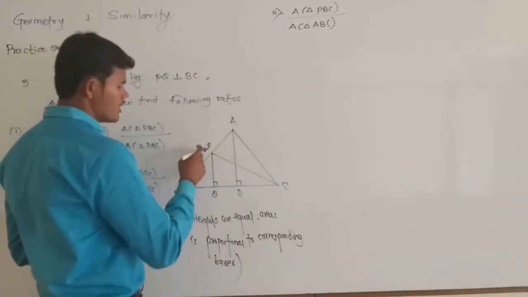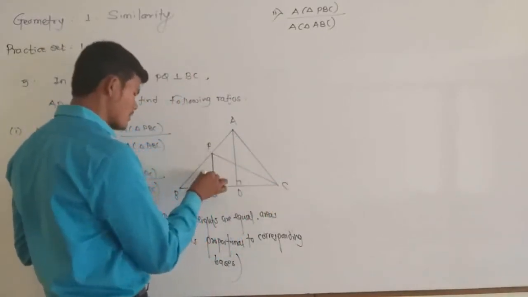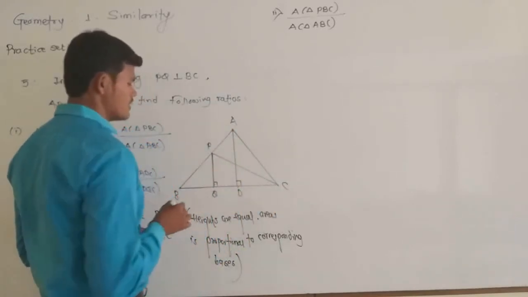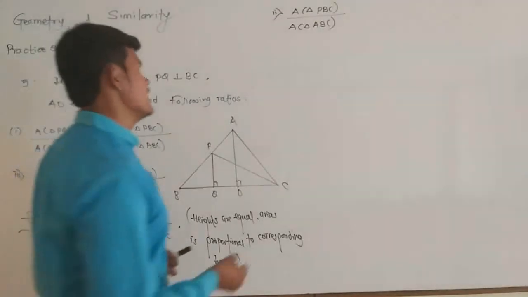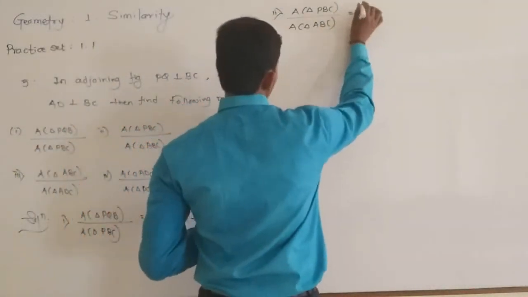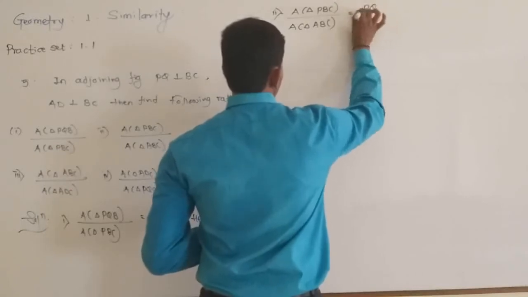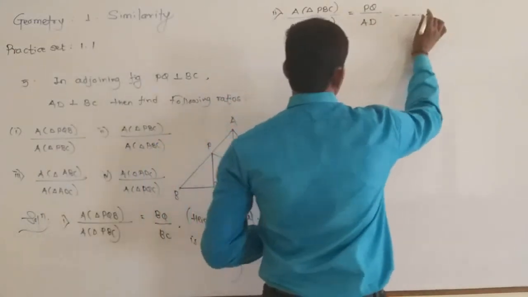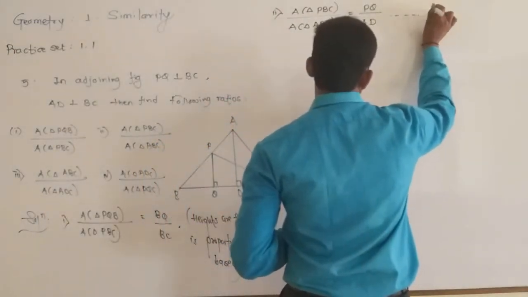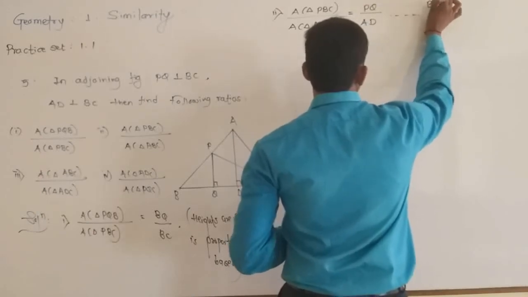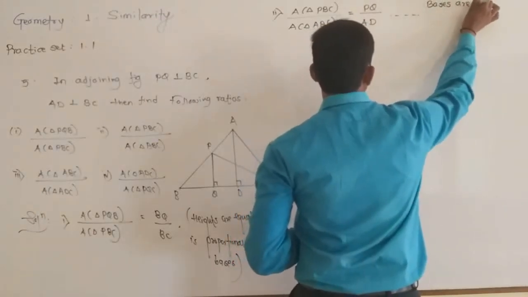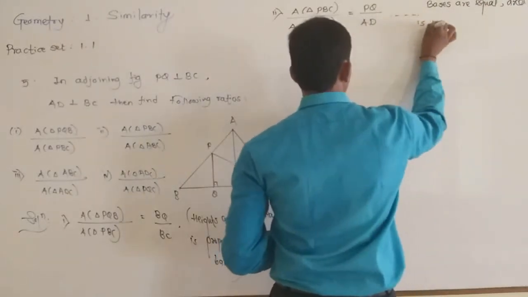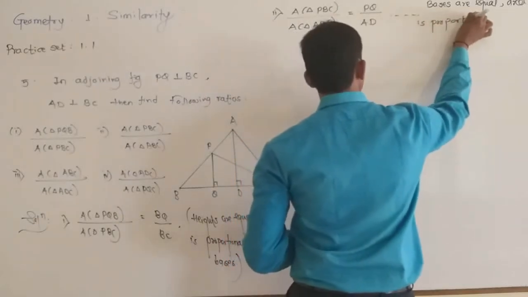So for triangle PBC, which one is the height? PQ. And for triangle ABC, which one is the height? AD is the height. So their area is proportional to their corresponding height. So for triangle PBC, their height is PQ, and for triangle ABC, height is AD. So bases are equal. Area is proportional to heights.